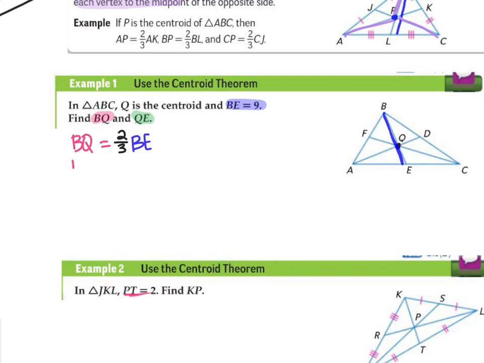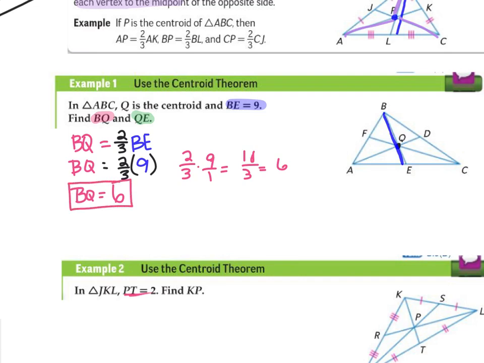So in order to solve for BQ, we need to plug in the value for BE, which they tell us is 9. So again, we're just plugging in the information we know. Now the last step is to just solve. BQ equals 2/3 times 9 is 6. If it's hard to look at it straight ahead, you can do 2/3 times 9 over 1. There are two ways. I'll just go straight across. 18 over 3 is 6. So we determined that BQ is 6.